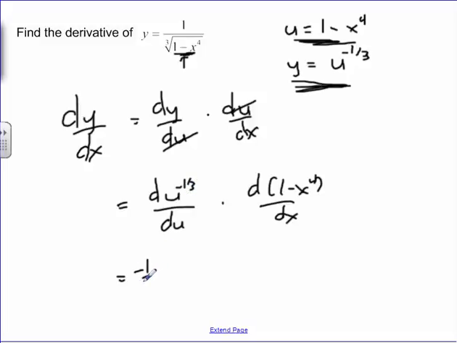Power rule says drop the 1/3 down in front, and then drop the exponent by 1. I did that. Hopefully I don't need to talk you through too much about how I got the negative 4 over 3, because negative 1/3 minus 1 more is negative 4/3. And then when I derive this one, 1 derives to nothing because it has no slope, and then it'll be a negative 4x to the 3.